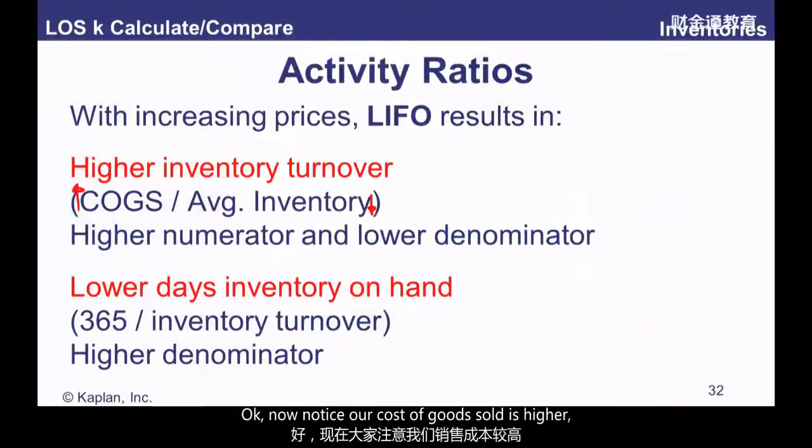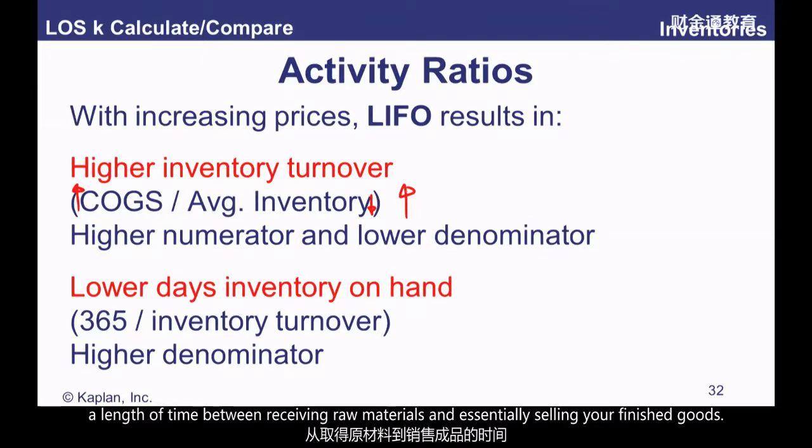Okay, now notice our cost of goods sold is higher, our inventory is lower, so of course overall this ratio is going to be higher. Higher inventory turnover. Now if we look at days of inventory on hand, roughly speaking this is the length of time between receiving raw materials and essentially selling your finished goods. So it's the raw material holding period, the production process period and the finished good holding period all combined together.